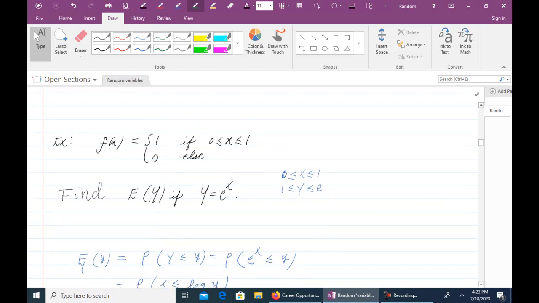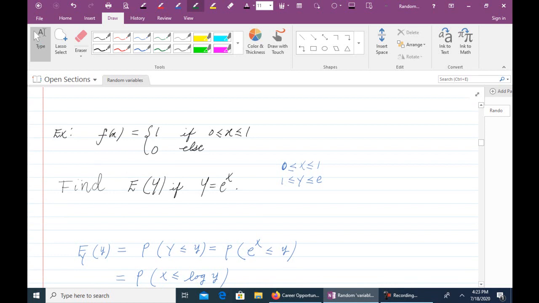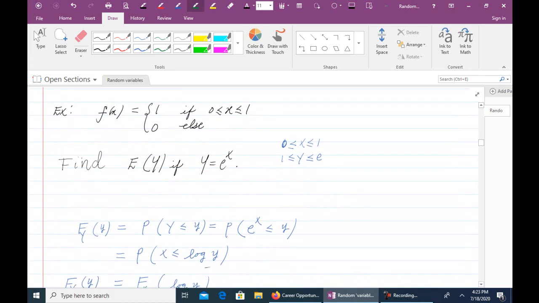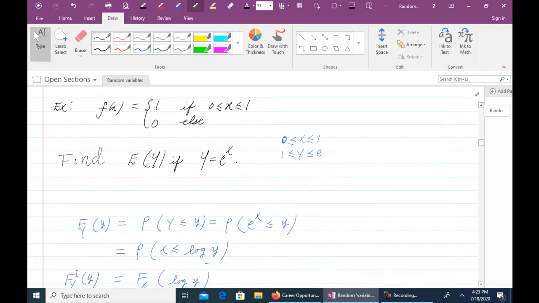Now, one way to answer this question is to first find the PDF of y. So how do we find the PDF of y? Well, if you recall, in one of the examples we did something similar, where we first found the CDF and then we took the derivative. So let's look at the CDF of y. The CDF of y evaluated at y would be the probability that capital Y is less than or equal to y, and that's the same as the probability that e to the x is less than or equal to y.